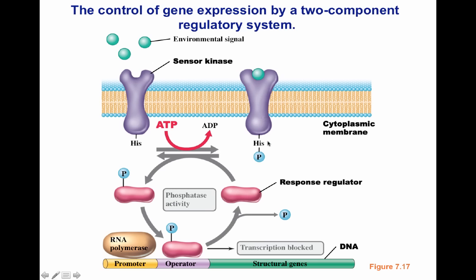Now that it is phosphorylated, it is able to pass that phosphate and phosphorylate a response regulator, which is now shown here phosphorylated. In this case, it's an activator molecule that is able to bind to the operator in the operon, and in this case, block RNA polymerase from transcribing. In other cases, the response regulator can activate RNA polymerase and help activate transcription. So depending on the system, the response regulators are going to have different kinds of effects.